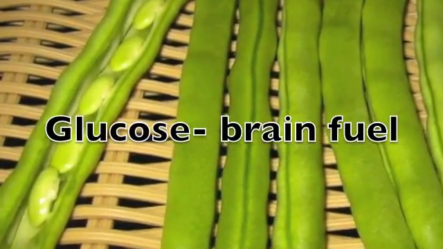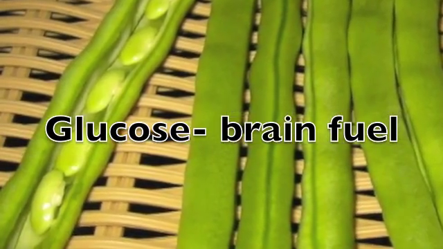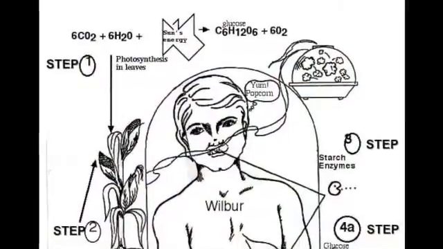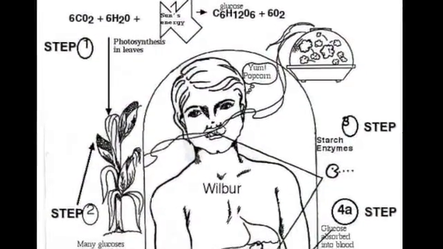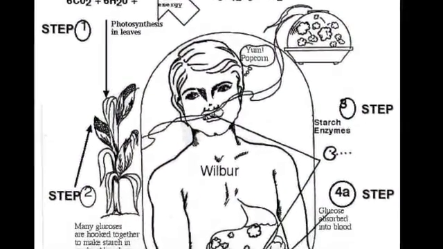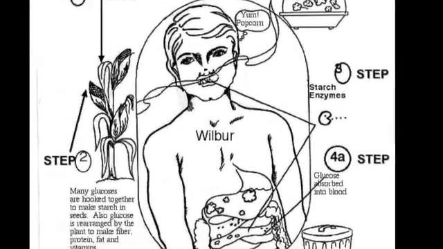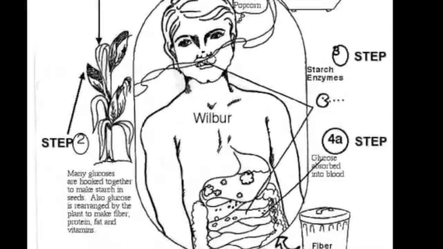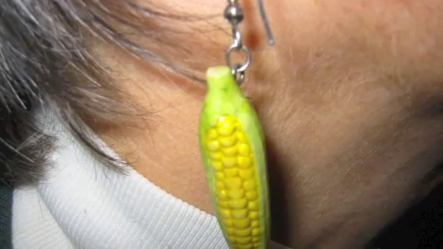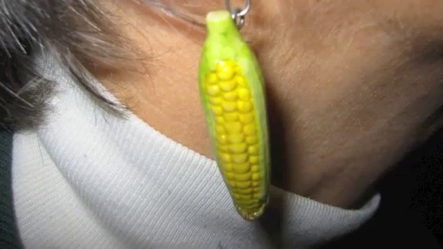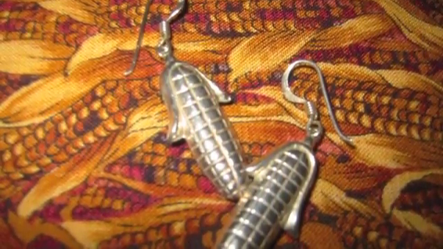Go back to the Wilbur diagram in your class materials. Step 1 shows the plant performing photosynthesis. Step 2 shows many glucose molecules being hooked together and put into starch in the seeds of the plant, shown on the Wilbur diagram as the corn kernels. A plant puts starch in all seeds, not just corn kernels.